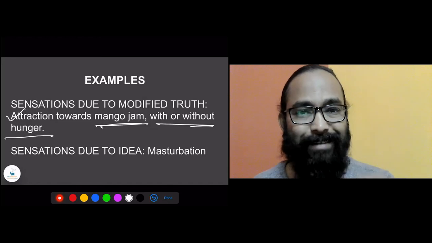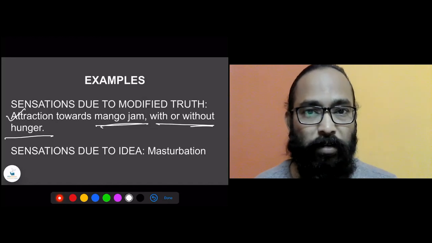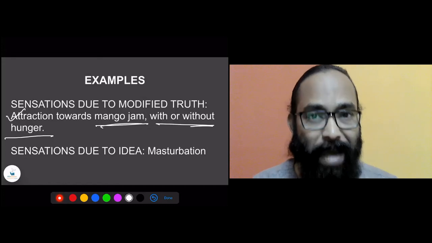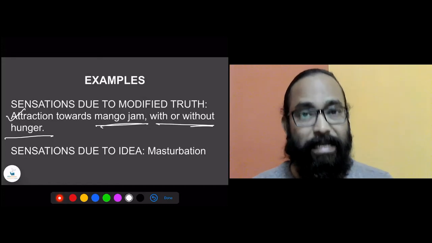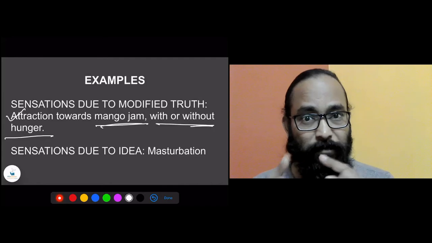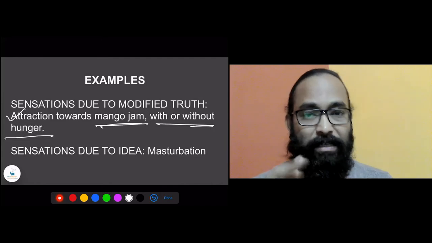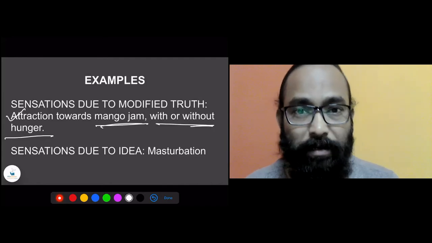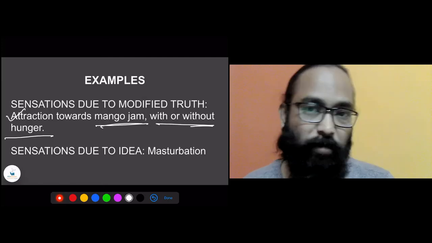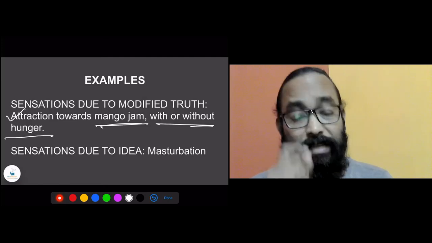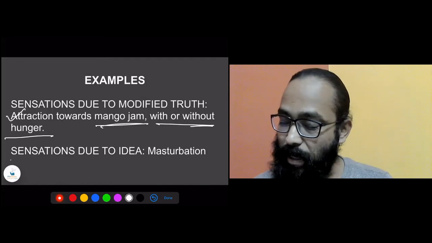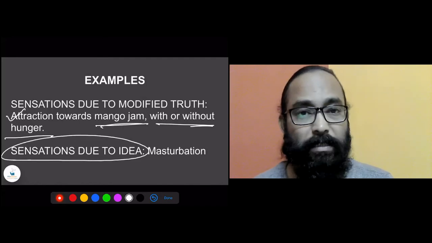So we feel attracted towards these humanly modified facts because not only is the fact available, but the idea is mixed with it. So a modified taste is fact plus idea. So attraction will definitely be unregulated, and indulgence will be more towards those modified truths. Now, sensation due to idea. This is a very important aspect.